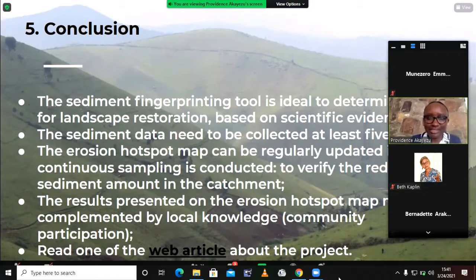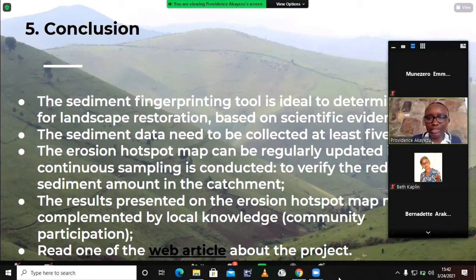Of course, it takes time, and the entire procedure requires budgets because, for example, for the sample analysis, one sample was analyzed at 45,100 francs. This is around $50 for one sample. And ideally, we could have collected a maximum of sediment samples, especially in different seasons at the same location, which we did not do.